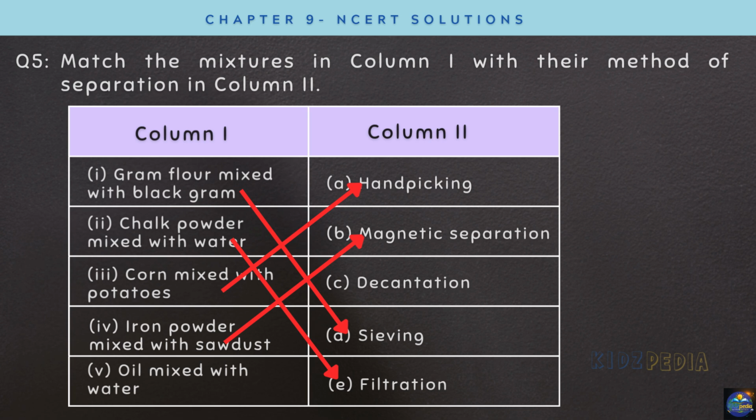Magnetic separation. Then, oil mixed with water. Oil and water do not mix. Oil is lighter and floats on water. The top layer of oil can be carefully poured off, which is called decantation. So, the answer is C.